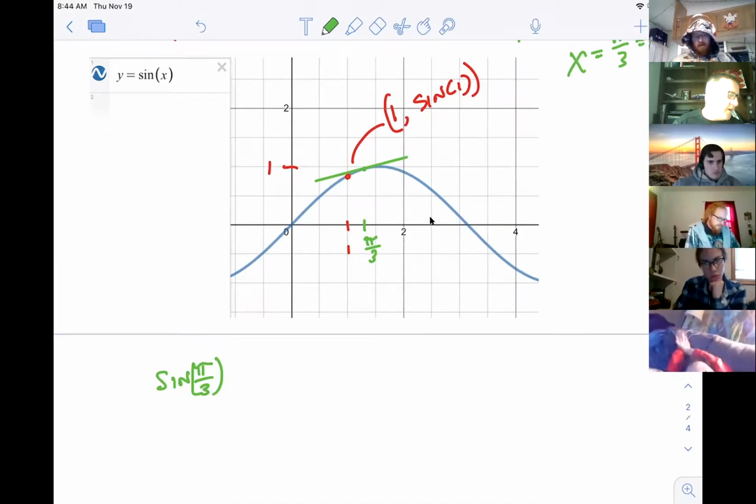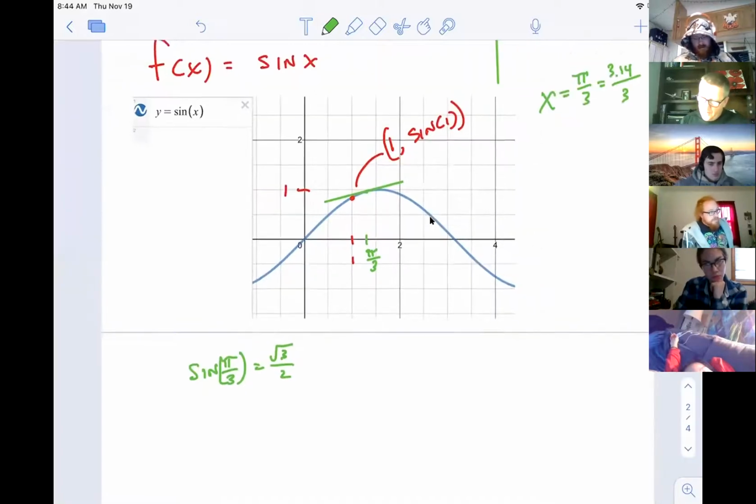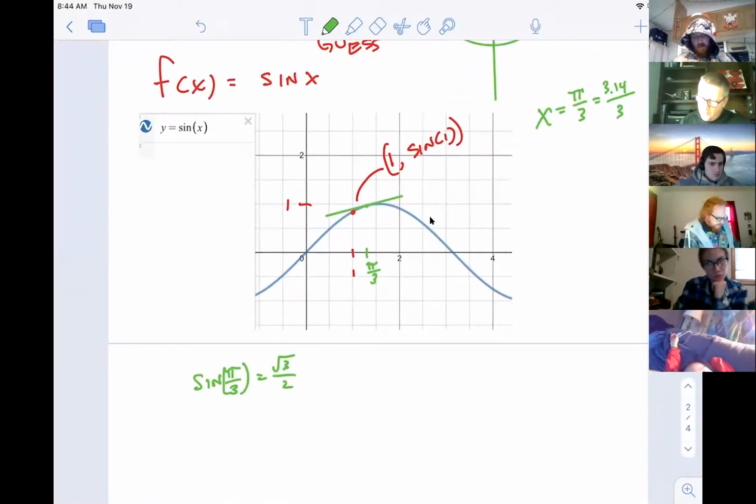Let's see, what's the sine of pi over 3? It's the y coordinate. It's the square root of 3 over 2. So that means I know the actual coordinates of the point. X is pi over 3. Y is the square root of 3 over 2. I know that.